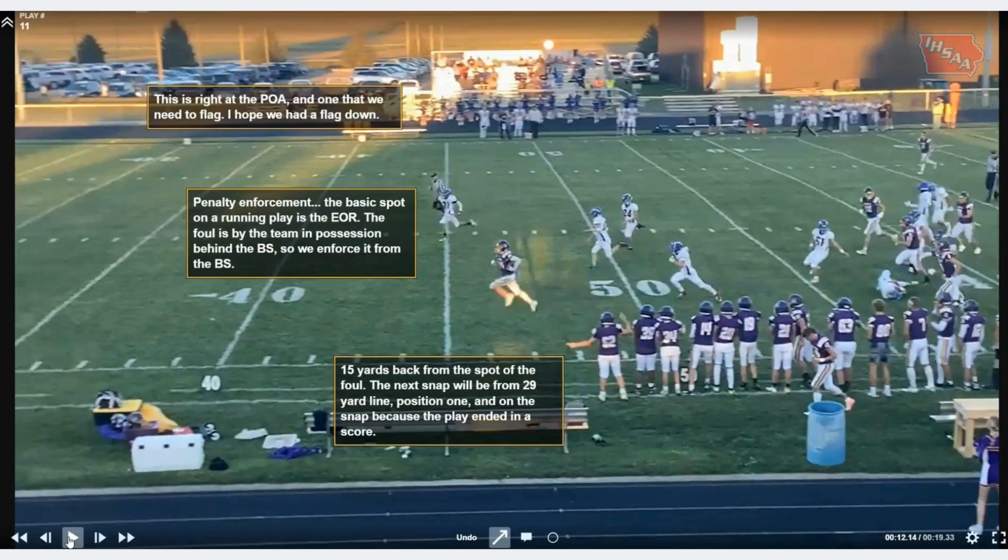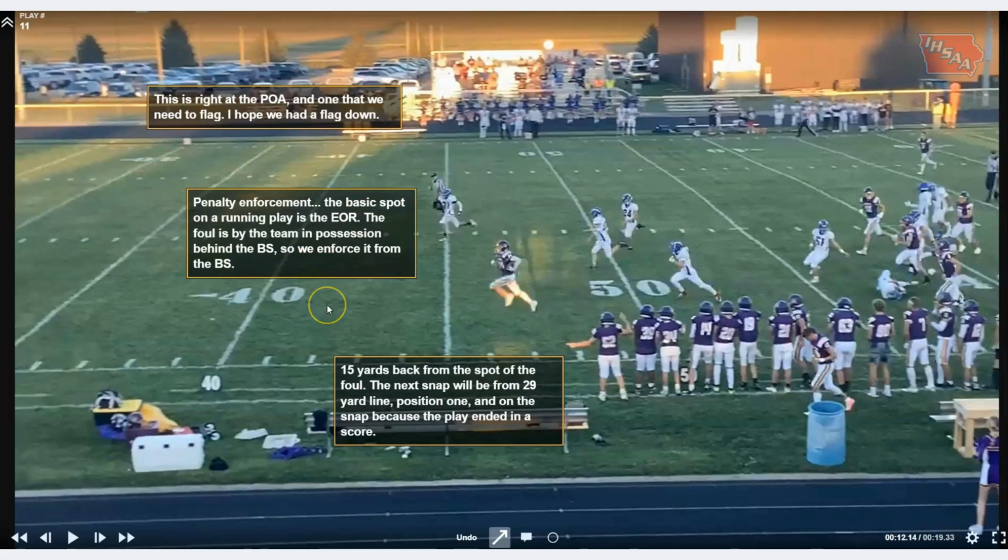So now we got to think about our penalty enforcement. Again, this is right at the point of attack. Even if it doesn't matter if it's the point of attack, it's an illegal blindside block. We need a flag down. Hopefully we did have a flag down. I don't know for sure. I think we did. I hope we did.